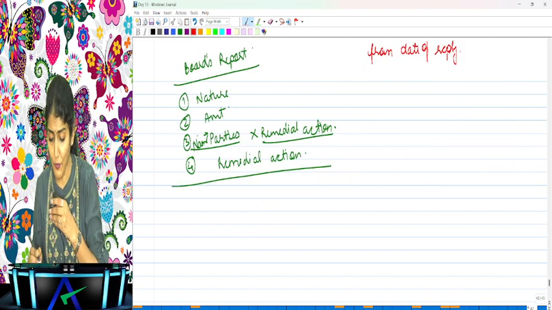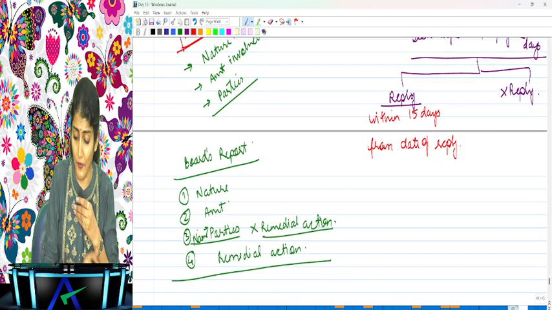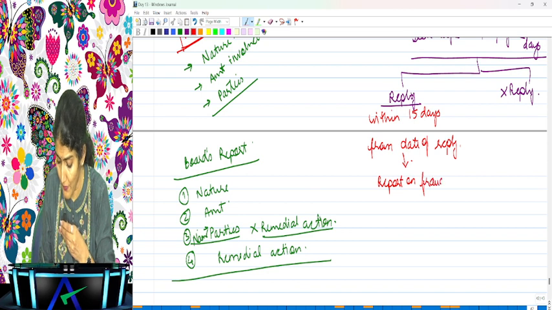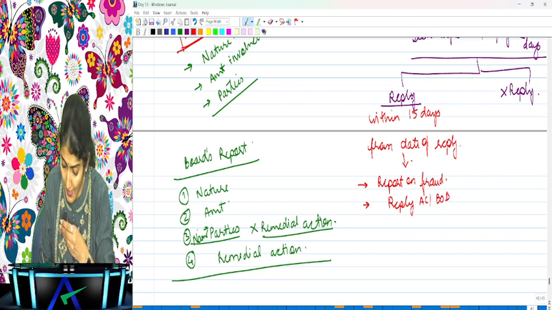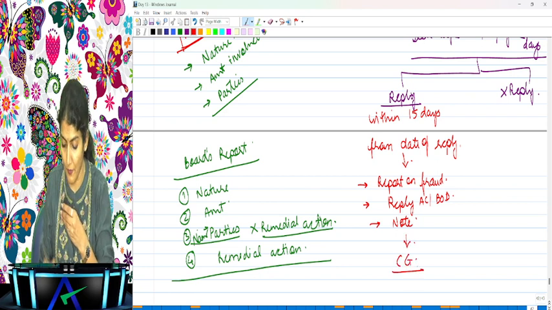Are you able to follow this? Okay. Right. So what does it say? If they reply, then within 15 days from the date of the reply, what do you do? Now you report the fraud. The report on the fraud, and also the reply or response which has been received from the audit committee or board of directors, and also any explanation from the side of the auditor. Now you report it to the central government, right?